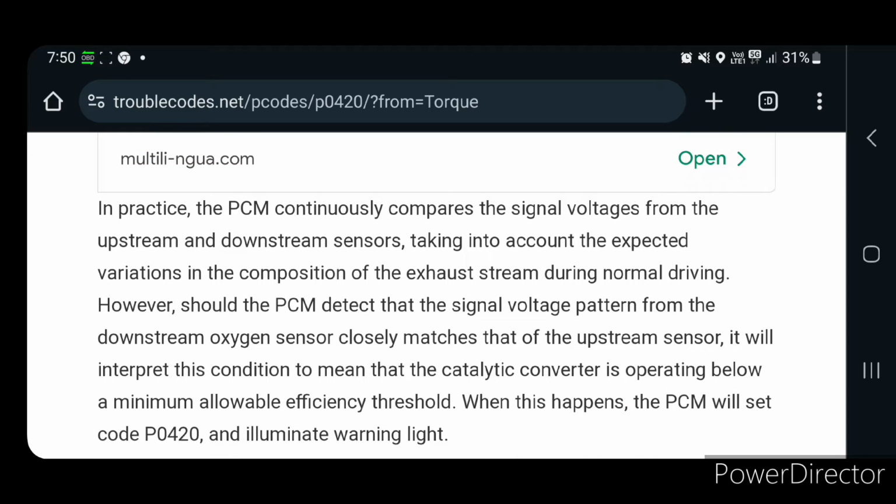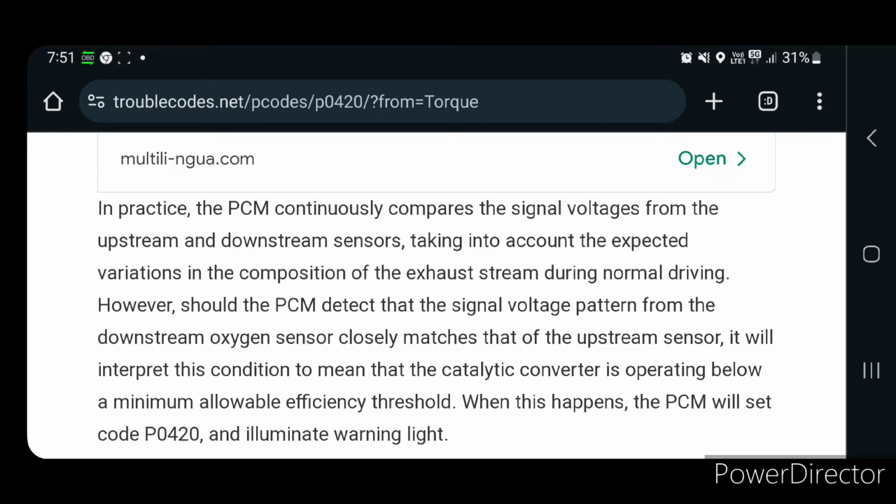In practice, the PCM continuously compares the signal voltage from the upstream and downstream sensors, taking into account unexpected values in the composition of the exhaust stream during normal driving. However, should the PCM detect that the signal voltage pattern from the downstream oxygen sensor closely matches the upstream sensor, it will interpret this condition to mean that the catalytic converter is operating below the minimum allowable efficiency threshold. When this happens, the PCM will set a P0420 and illuminate the warning light.